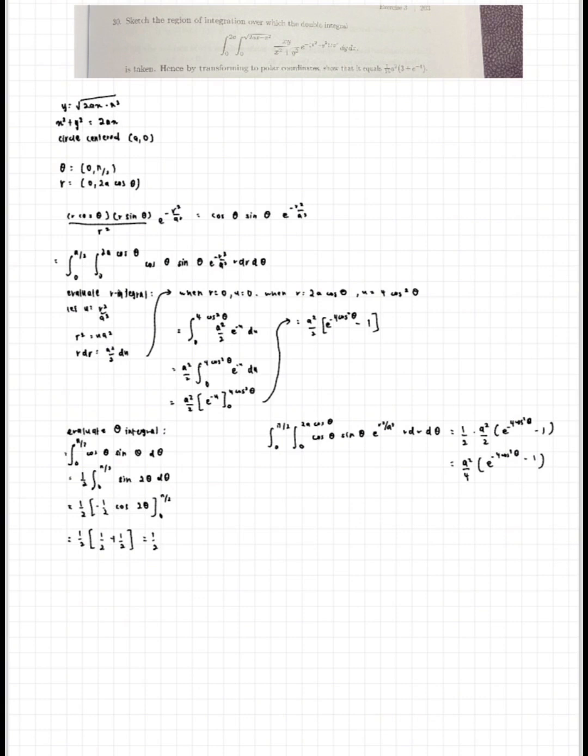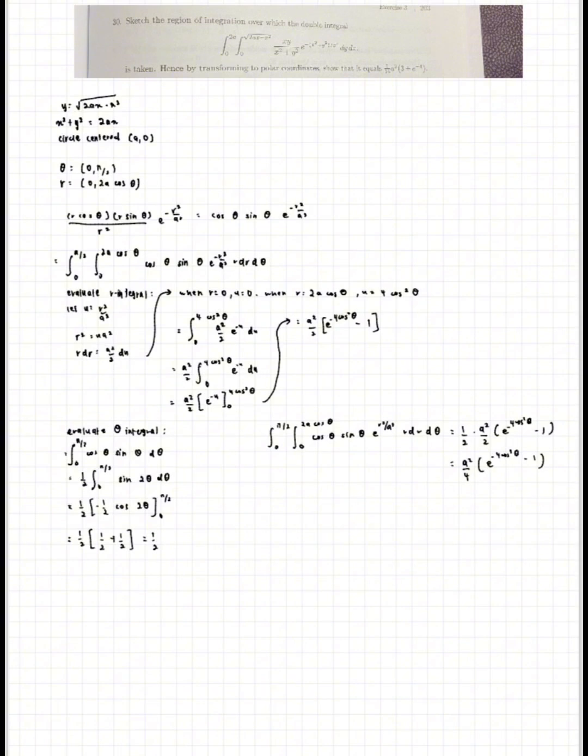So y equals square root of 2ax minus x squared, so we square both sides and we get x squared plus y squared equals 2ax. The range of the radius we get is 0 to 2a cos theta, and for theta we get 0 to pi over 2. Then we convert it to a polar integral. We get limit 0 to pi over 2 and limit 0 to 2a cos theta, sin theta exponential negative r squared over a squared, r dr d theta.